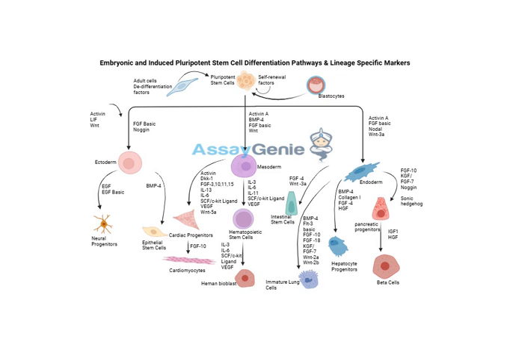Where do you see the field heading in the next few years? There are so many exciting avenues being explored right now. I bet. It's hard to pick just a few. Right, but one area that's really capturing the imaginations of researchers is the potential of iPSCs to create organoids. Organoids. What are those? These are tiny self-organizing structures that mimic the function of actual organs.